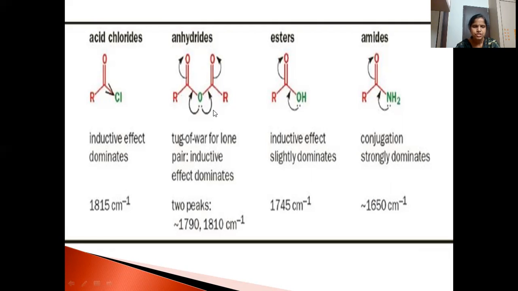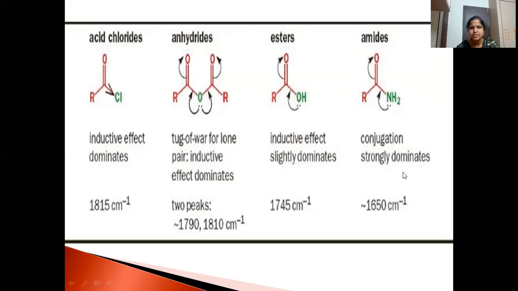Now what happens in such cases? Here also the inductive effect is dominating, so two peaks appear at 1790 and 1810 cm⁻¹. Whereas esters will show a lower absorption value, because the oxygen, again having lone pair electrons, is delocalized onto the C=O. So here the inductive effect only slightly dominates. That is the reason for the decrease in the vibrational frequency.